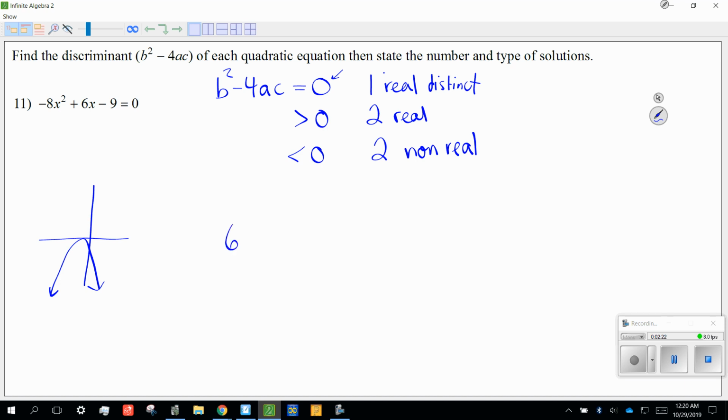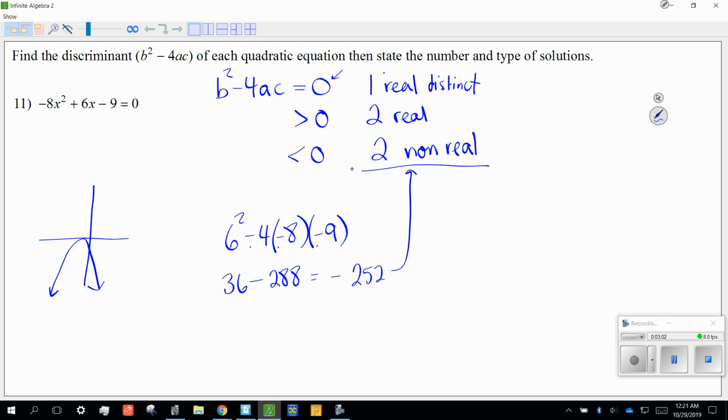b squared. 6 squared minus 4 times a, -8, times c, which is -9. Okay, so I get 36, and then I see a negative times a negative, which is a positive, times another negative, which is a negative. And that's going to be a big number, so I'm going to imagine that it's going to be a negative number. Let's find out what it is. 32 times 9, 288. And that's equal to -252. Alright, so I'm going to go here and say two non-real solutions.